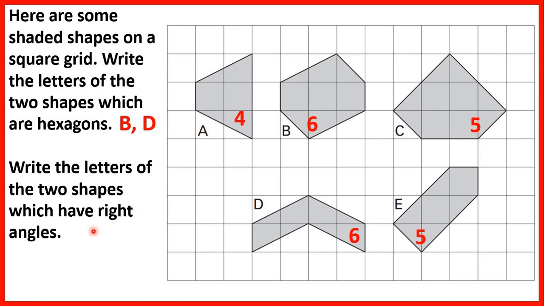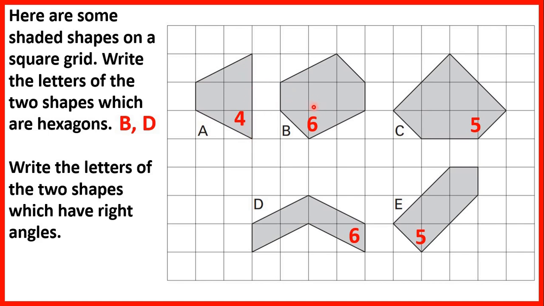So remember, a right angle is a 90-degree angle, and that's the same size as the corner of a piece of paper or the corner of this screen. Now A doesn't have any angles that look like they might be right angles. We've got 2 obtuse angles and 2 acute angles.